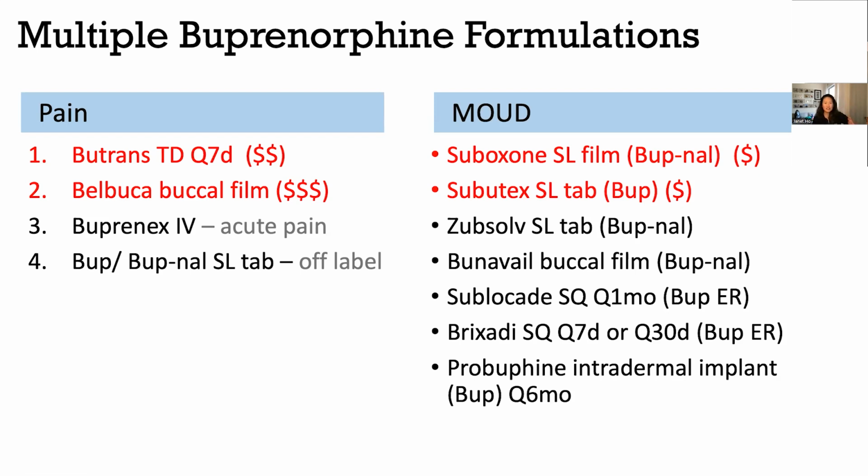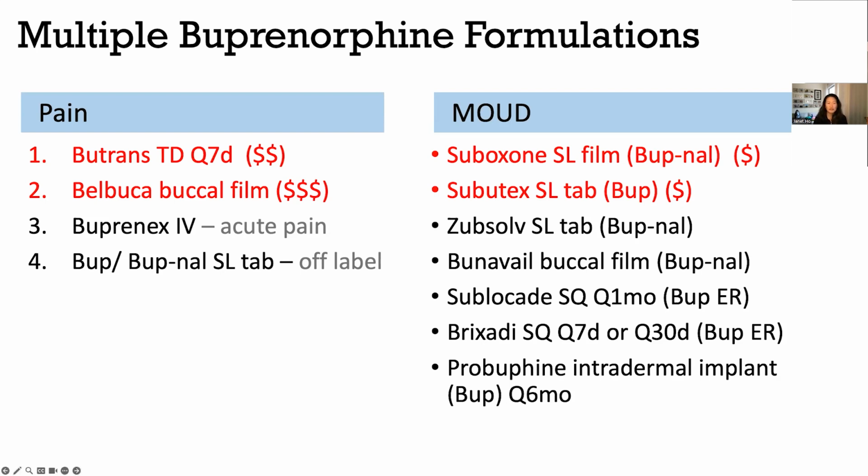So in the pain section, you have the transdermal patch, you have the buccal film, and then you have IV formulations, and then you can use the sublingual kind of off-label for pain. The ones that are highlighted in red are the formulations and the products that we're going to focus the most on because those are the most common ones.